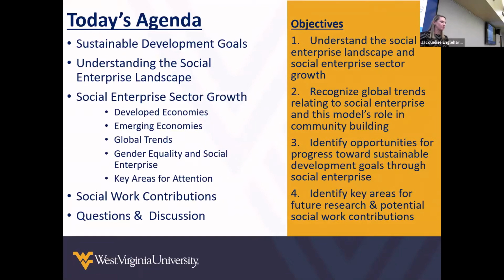So today, this is going to take kind of a global feel because there's a lot of evidence, in fact, more evidence that's coming from around the world than we're actually finding as much in the United States. But today we're going to talk about sustainable development goals and how this work can connect to those. We're going to talk a little bit about the social enterprise landscape. We're going to talk about how this sector is growing and what we're seeing in terms of growth, and then potential social work contributions, as well as hopefully leaving time for questions and discussion.